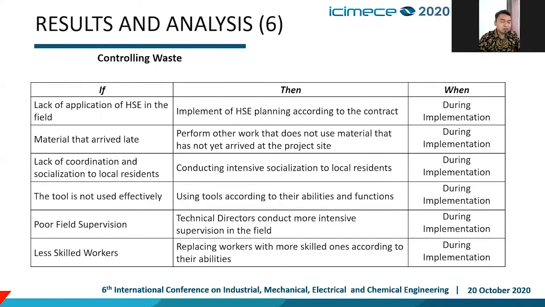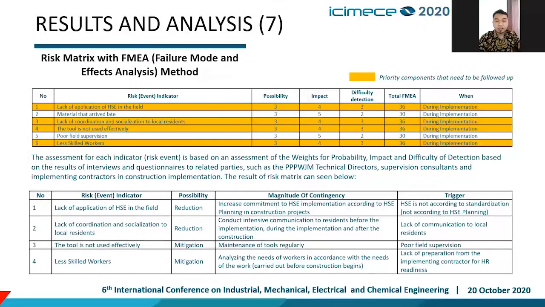The result is the problem of lack of application of HSA in the field, the material that arrived late, lack of coordination and socialization to local residents, the tool not used effectively, poor field supervision, and less skilled workers. And then, for the risk matrix analysis, with the failure mode and effect analysis method, the assessment for each indicator is defined based on the assessment of probability, impact, and difficulty of detection, based on the result of interviews and questionnaires of related parties.